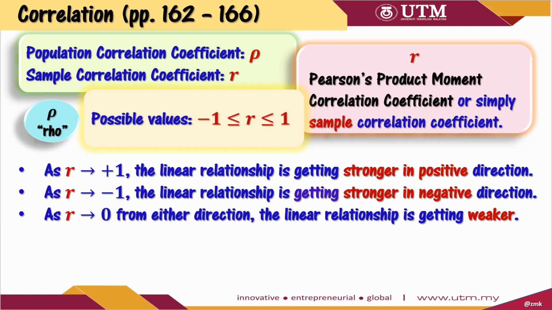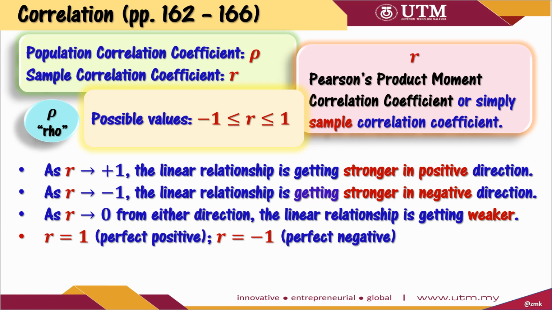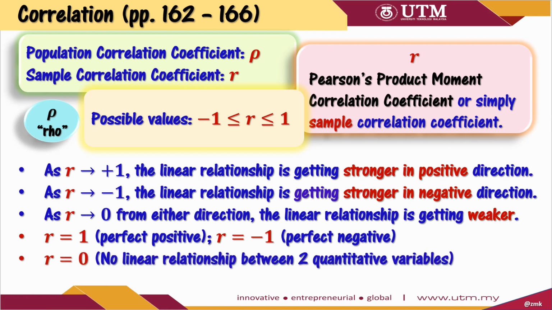Furthermore, if R is equal to 1, we have a perfect positive linear relationship, whereas if R is equal to -1, it indicates that we have a perfect negative linear relationship between the two variables. If R value is 0, it means no linear relationship between the two variables exists, or the relationship is non-linear, such as a quadratic or cubic relationship may exist between the two variables.